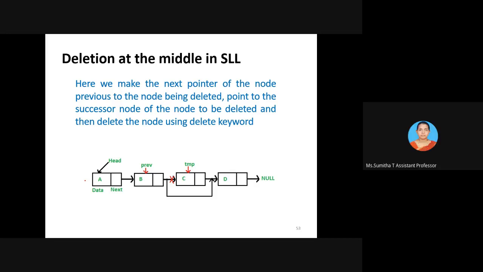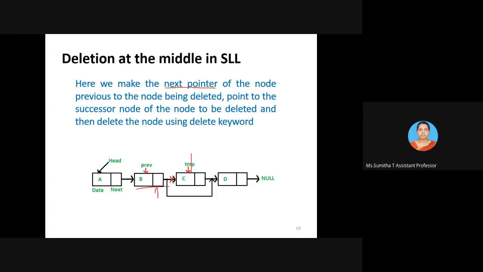Thank you, Ramya. And here I have some lines. Here we make the next pointer of the node previous to the node being deleted point to the node after it. Which node are we going to delete? This is the node we are going to delete. So the previous node is this one, and the next pointer of the previous node is this one.